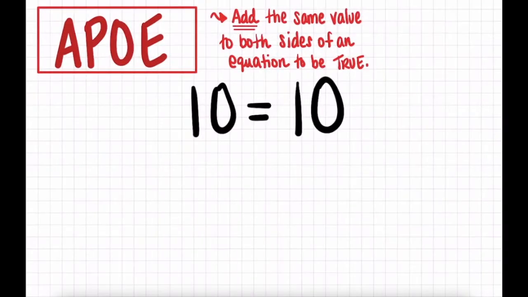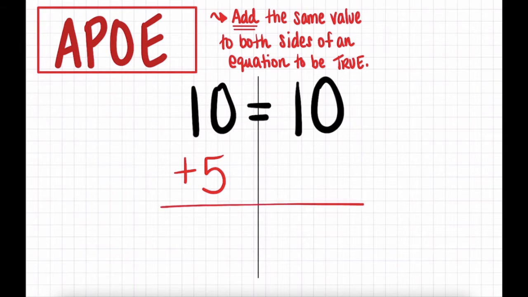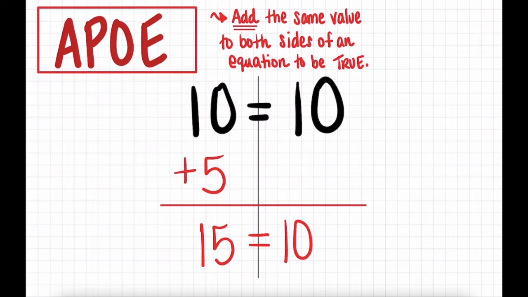Starting with APOE, I'm starting with a true equation, 10 equals 10. Now, whenever I'm using properties of equality, I like to draw a line down the middle of my equation to keep the left side separate from the right. If I decide that I want to add 5 on the left side of the equation and simplify, my equation becomes 15 equals 10. Is this equation still true?